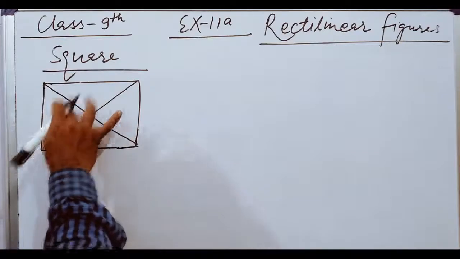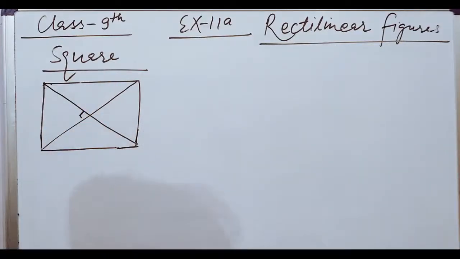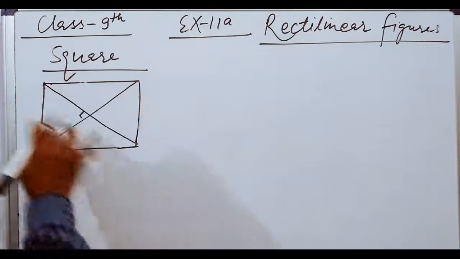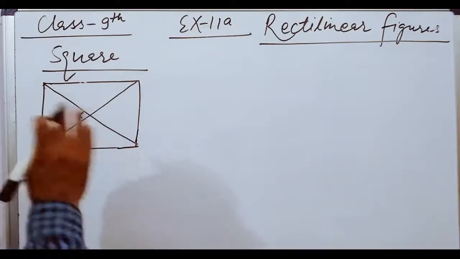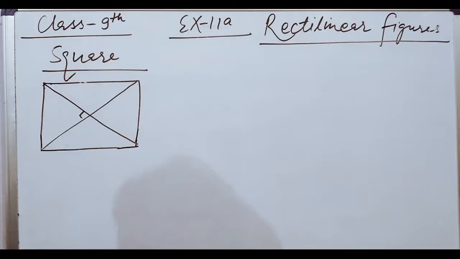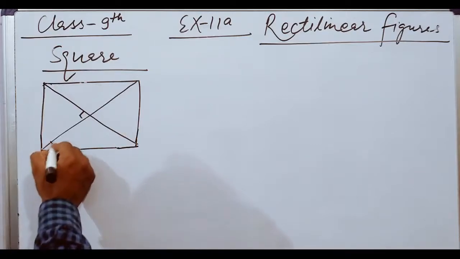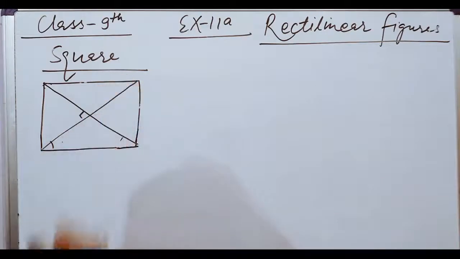This is the difference between the parallelogram, rectangle and square: they bisect at right angle. And all sides are equal. Number one, all sides are equal, diagonals are equal and bisect each other at right angle. And these angles are 45, 45, 45, 45. This is the square.